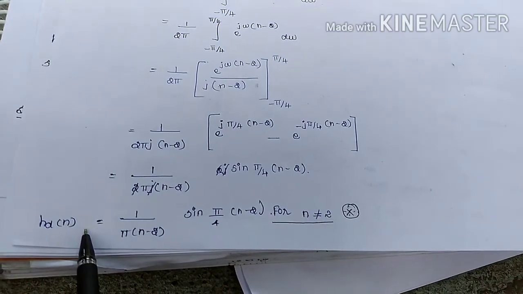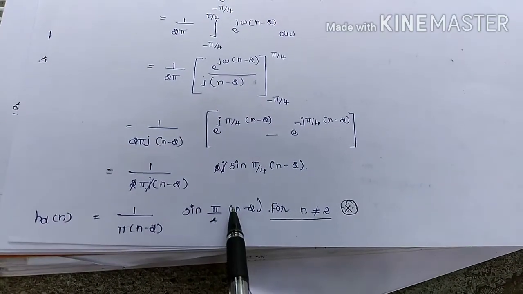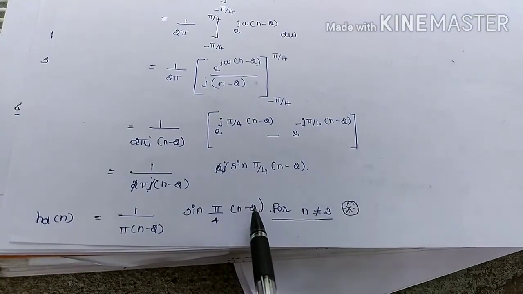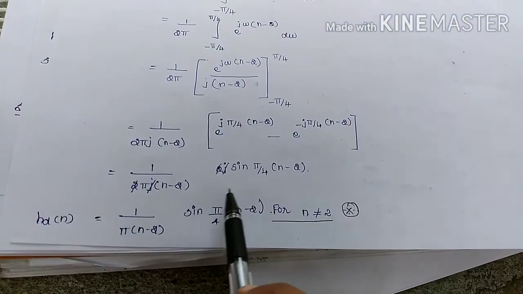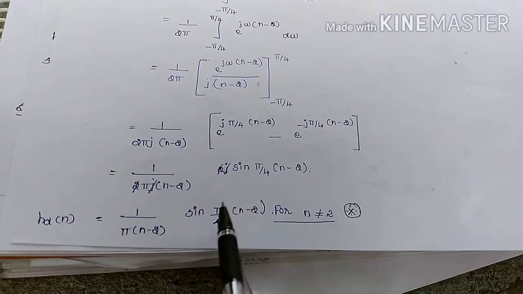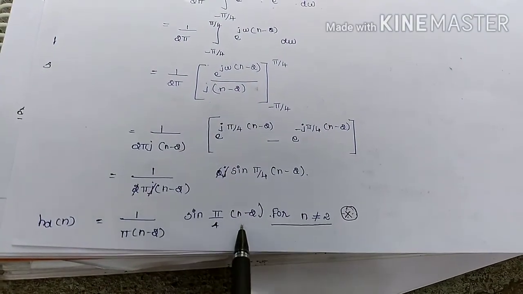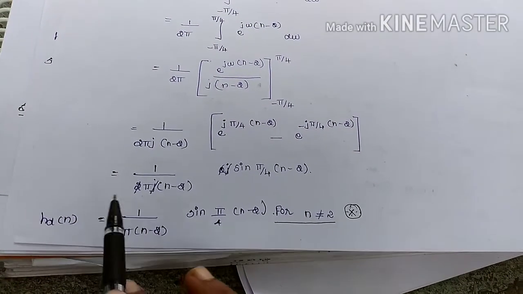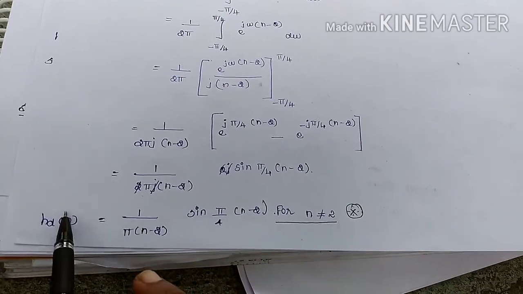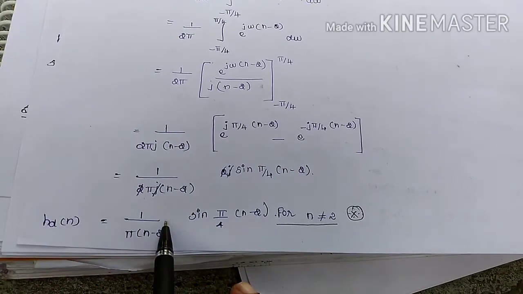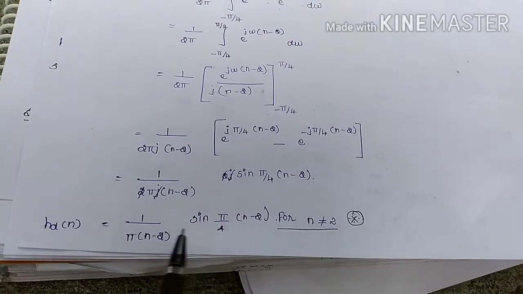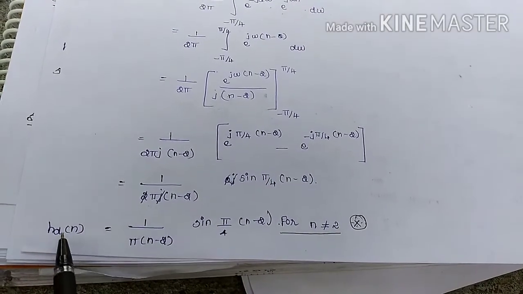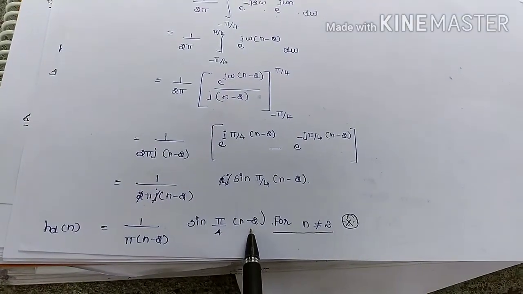Here I substitute n equal to 2, so 2 minus 2 is equal to 0. This term fully becomes 0, since sine 0 is equal to 0. So finally our Hd of 2 value is 0. Hd of 2 should not come as 0. So to avoid that, for Hd of 2 we are not going to use this formula.